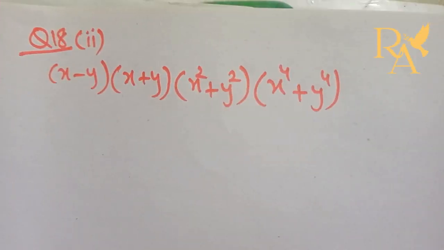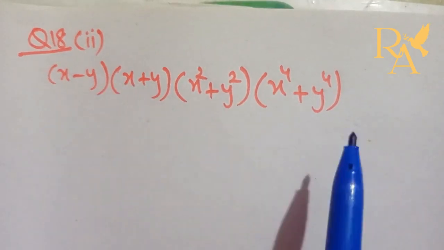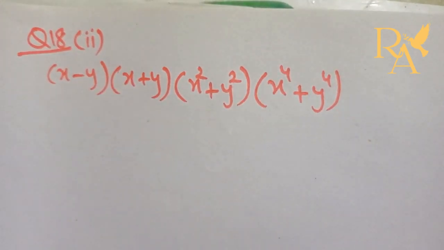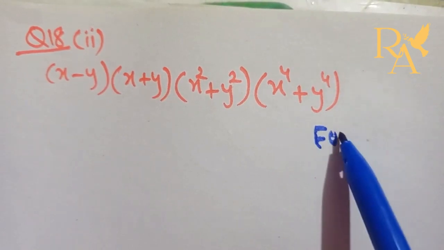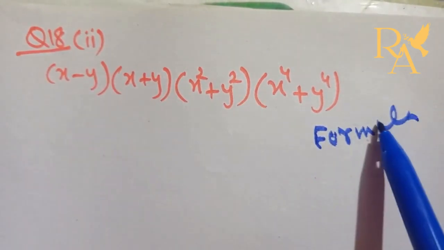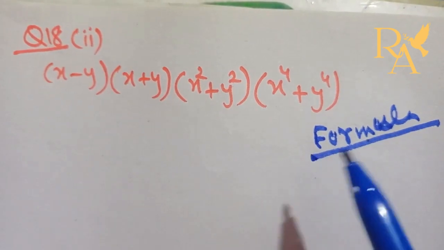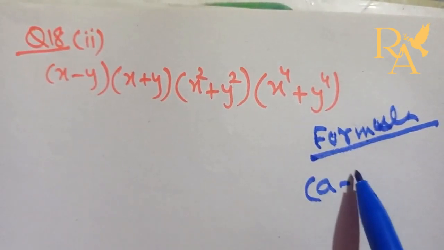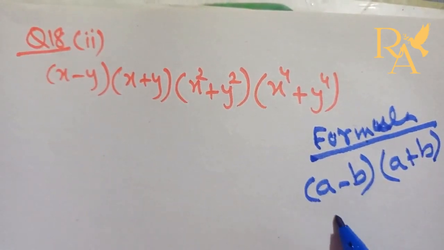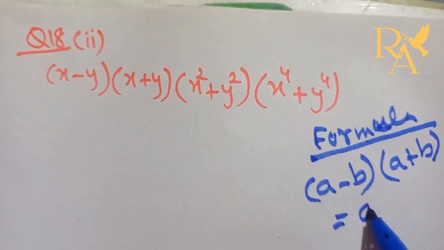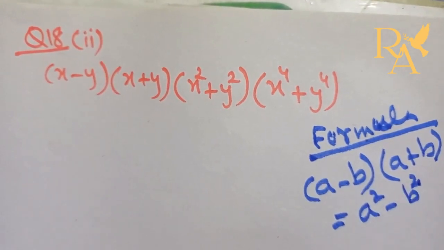Now we are going to solve question number 18 of 2. In this given equation, first of all, we have to understand what is the relevant formula for this equation. By using this formula, (a minus b)(a plus b) is equal to a square minus b square.